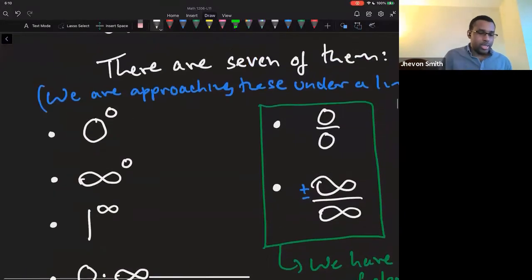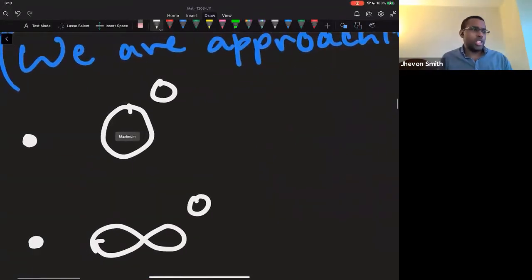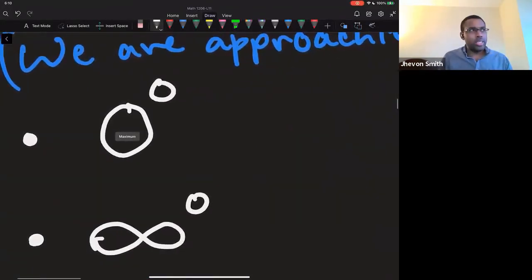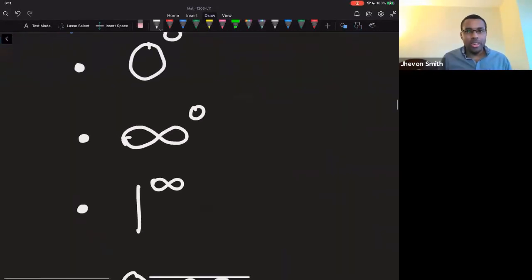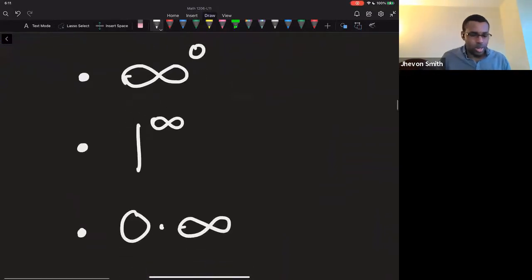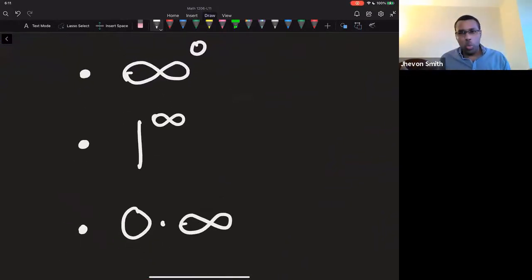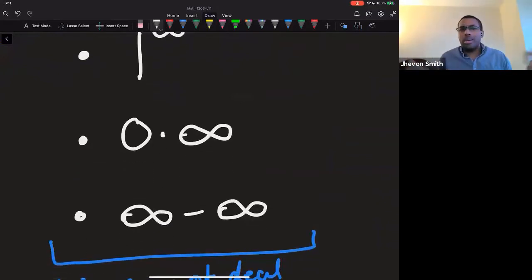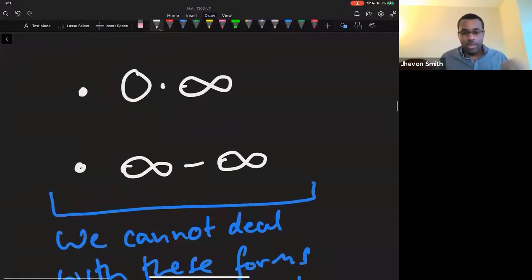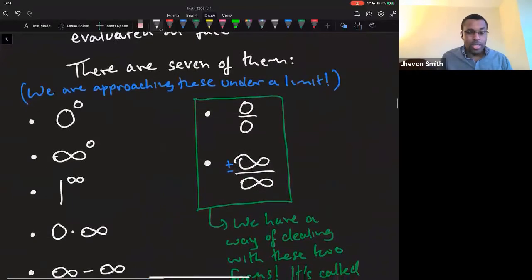So like 0 to the 0. If the base is 0, it should be 0. And if the power is 0, it should be 1. Contradiction, right? Base is infinity, should be infinity, but power to 0 should be 1. Base is 1 should be 1, but power to the infinity should be infinity. 0 times infinity: 0 times anything should be 0, but then you have the idea that infinity times anything should be infinity. Infinity minus infinity is also weird because the infinities can be at different sizes. Different functions can approach infinity a lot quicker than others.